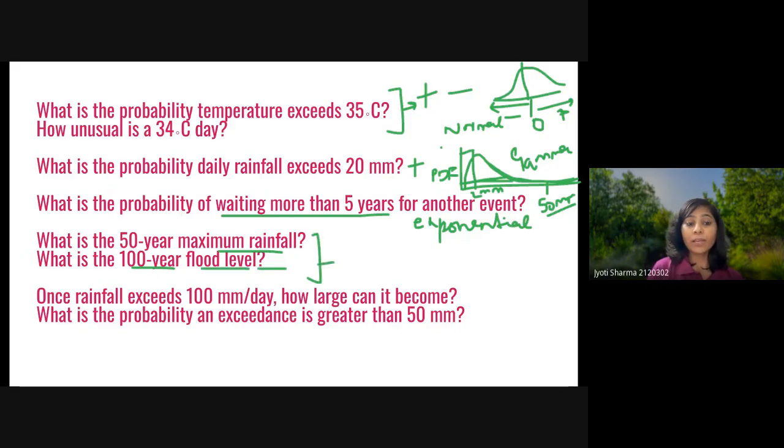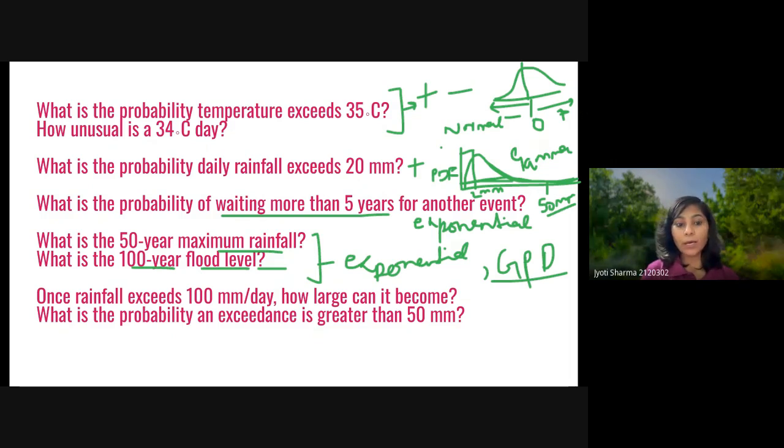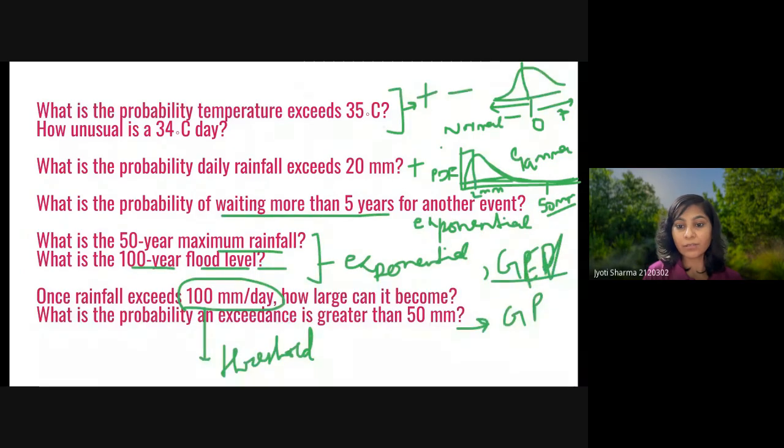Okay. Then this is again what is the 50-year maximum rainfall and 100-year flood level. This we can solve using either exponential, and we also have Pareto, generalized Pareto distribution that we will learn. Okay, so such kind of distribution we need. Then we have rainfall exceeding a threshold. Okay, this is the threshold that we are keeping. Once rainfall exceeds 100 per day, how large can it become? So such kind of question we can address using again GP. So this is GEV, I can say, for this. So this is extreme value, generalized extreme value. And for such cases where we have a threshold, then just remember this is Pareto. So generalized Pareto distribution. Okay.